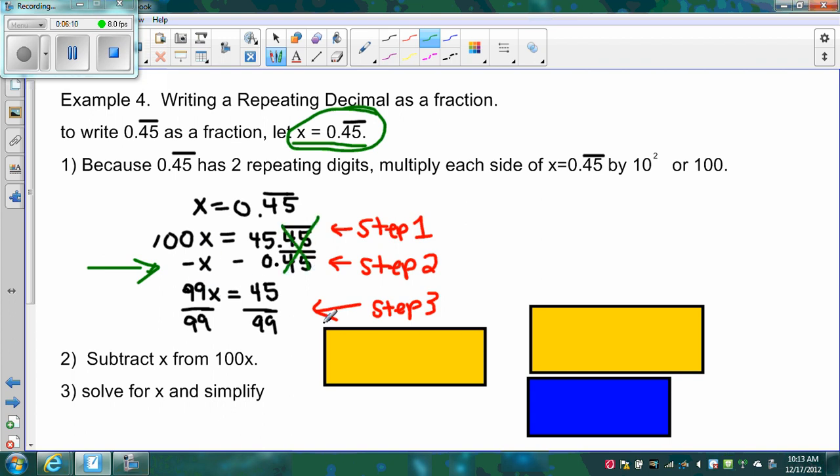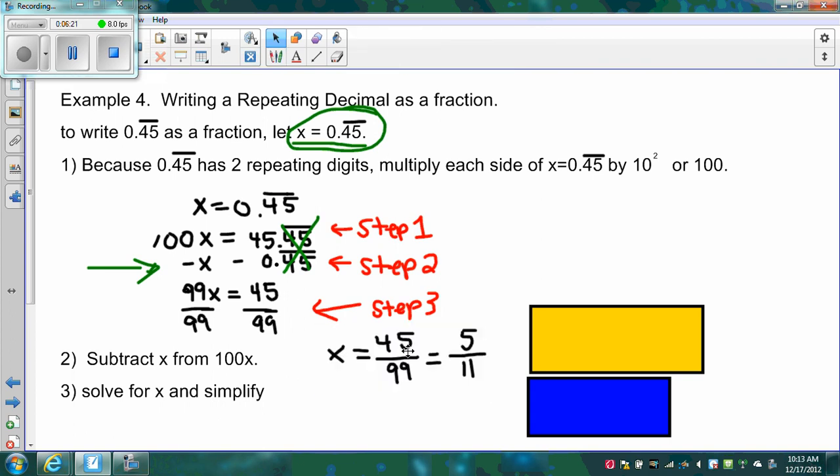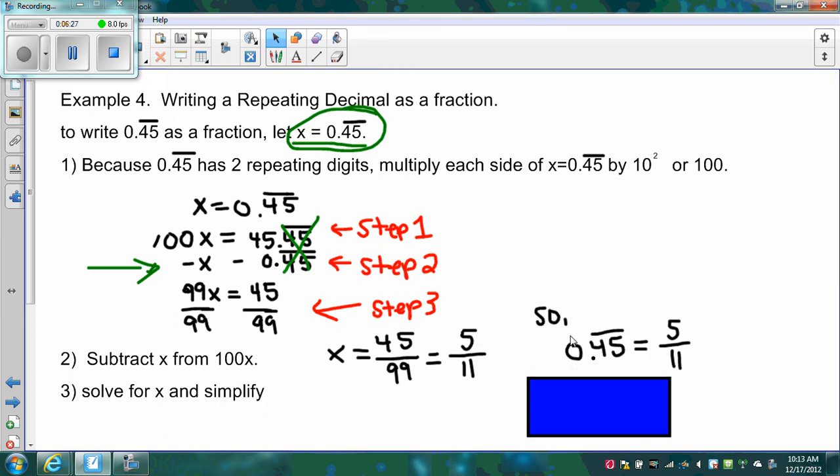We canceled out this repeating. And then you can divide both sides by 99, so you get x is equal to 45 over 99, and then you see if it can be simplified. In this case, we can simplify it by dividing by 9 and get 5/11. So 0.45 repeating is equivalent to 5/11.